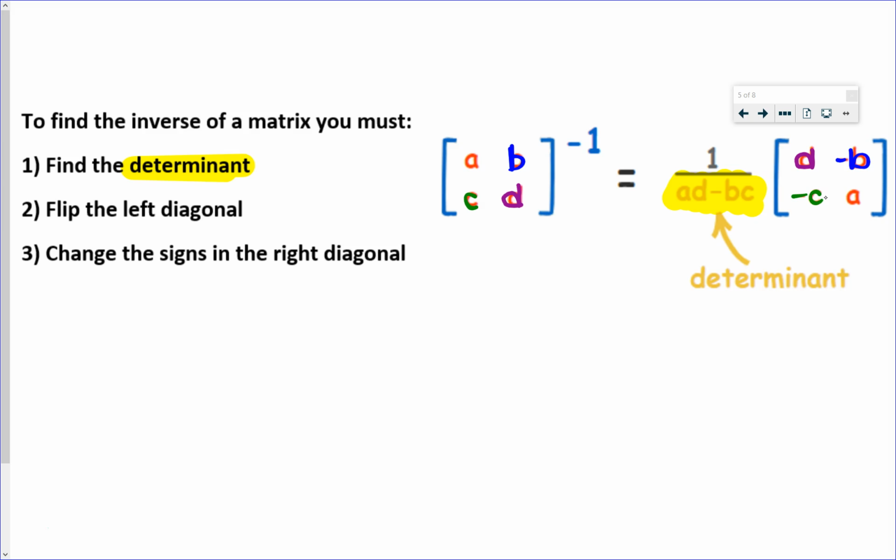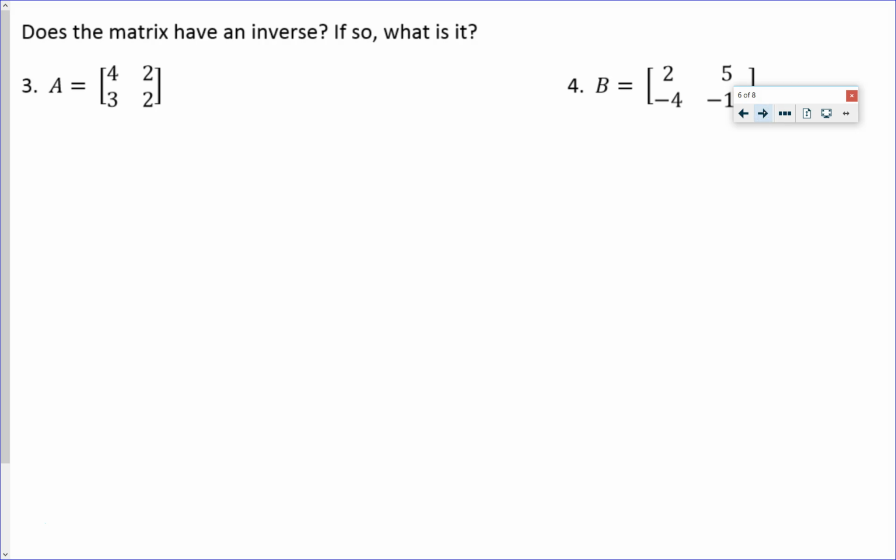Okay? I know, today it seems random, but we're going to use it tomorrow. Okay? So let's do 1. Here we go. We have matrix A for number 3. It's asking me, does the matrix have an inverse? How could it not have an inverse?